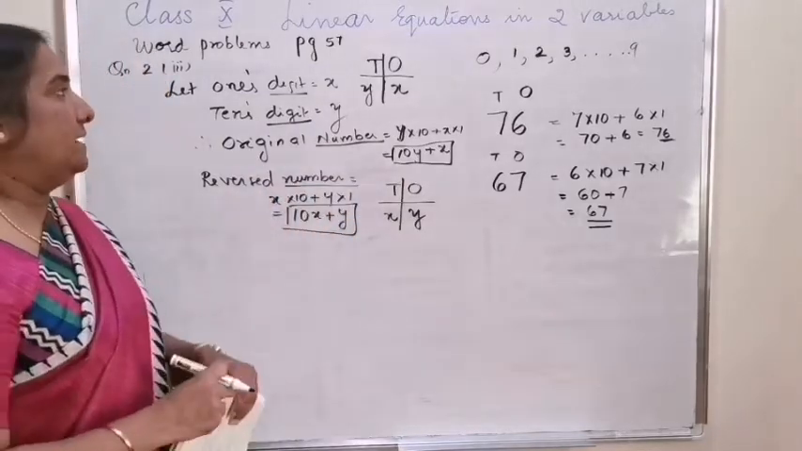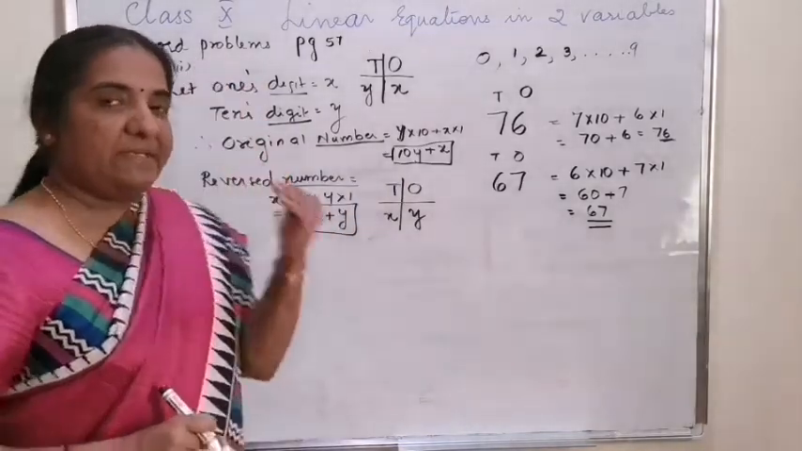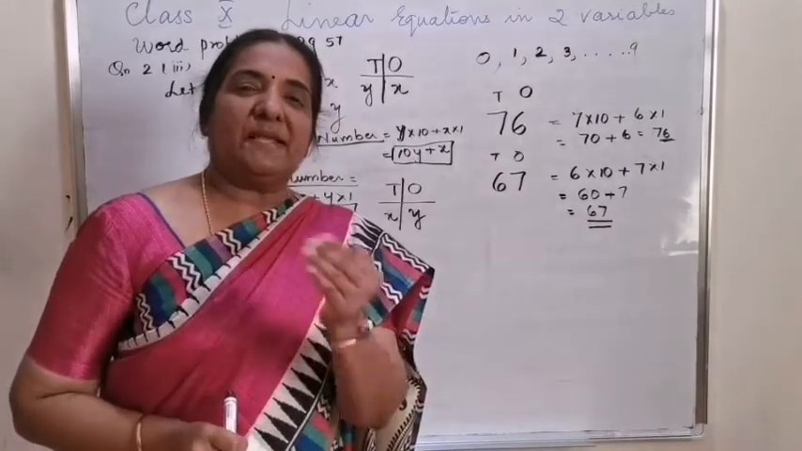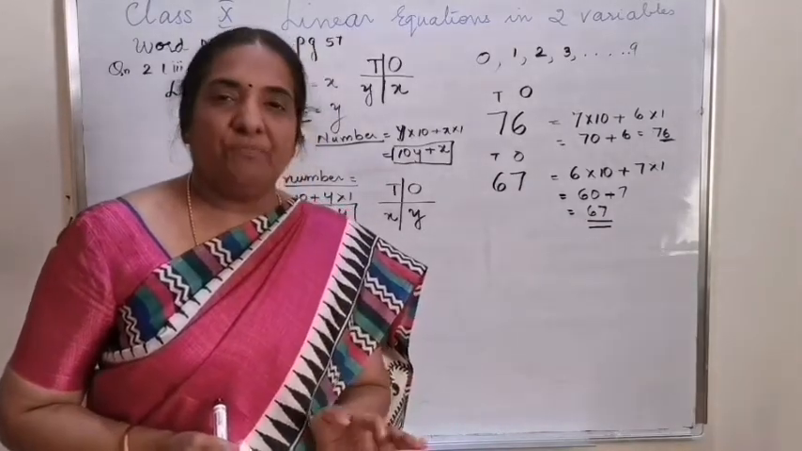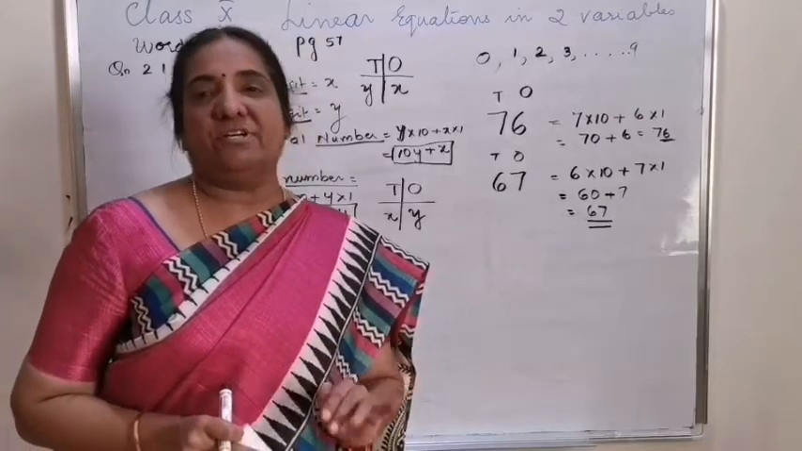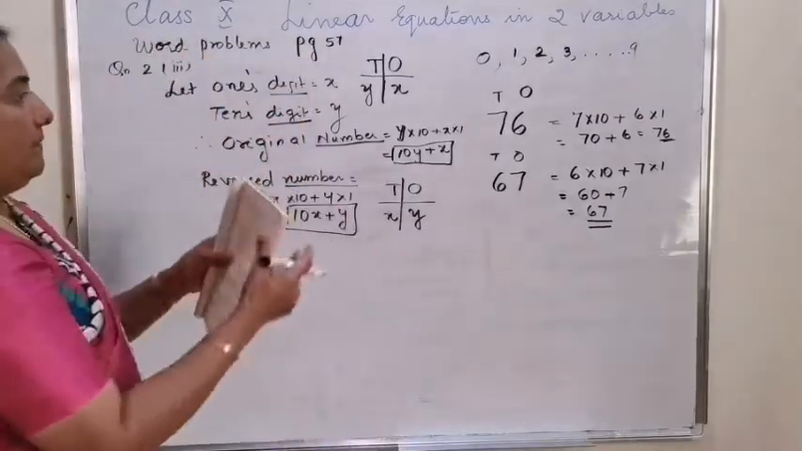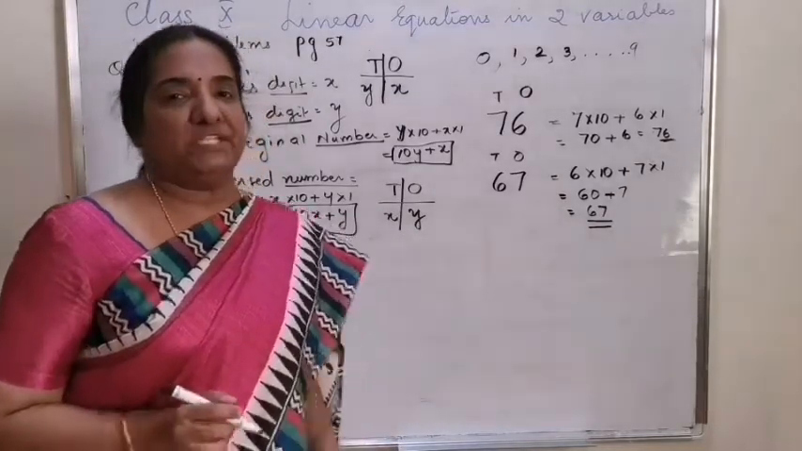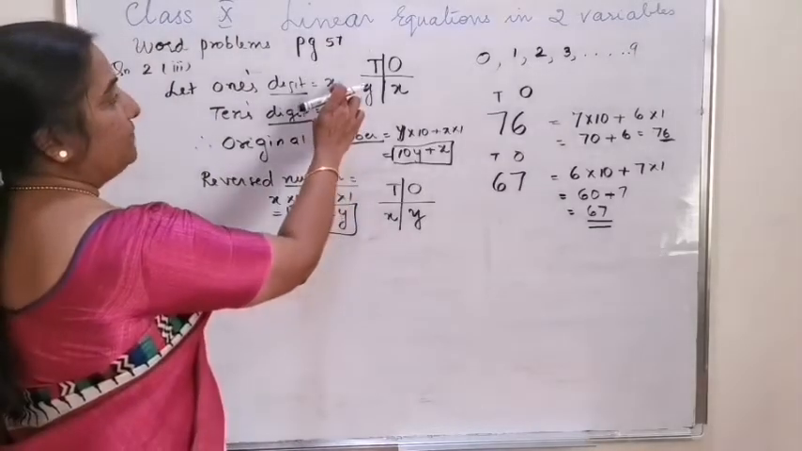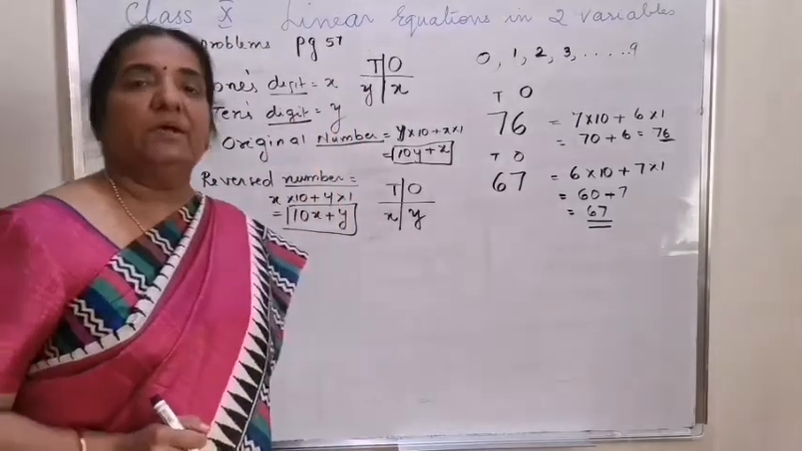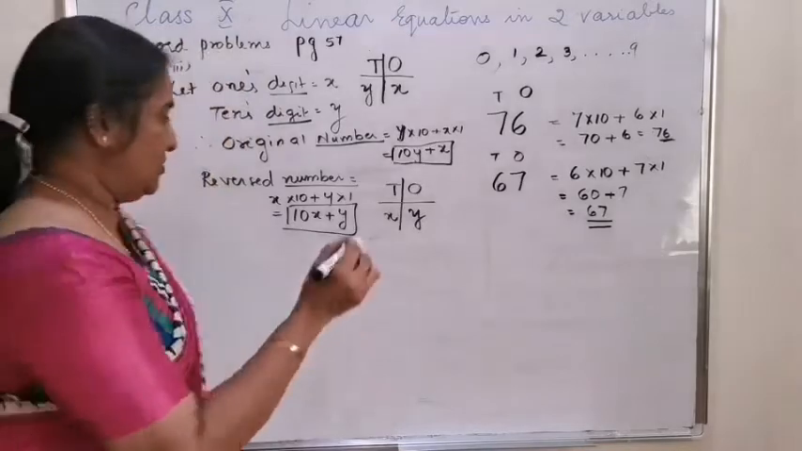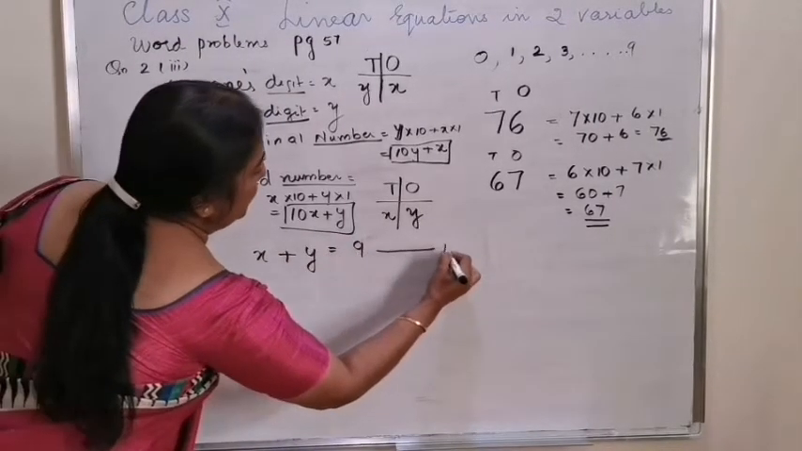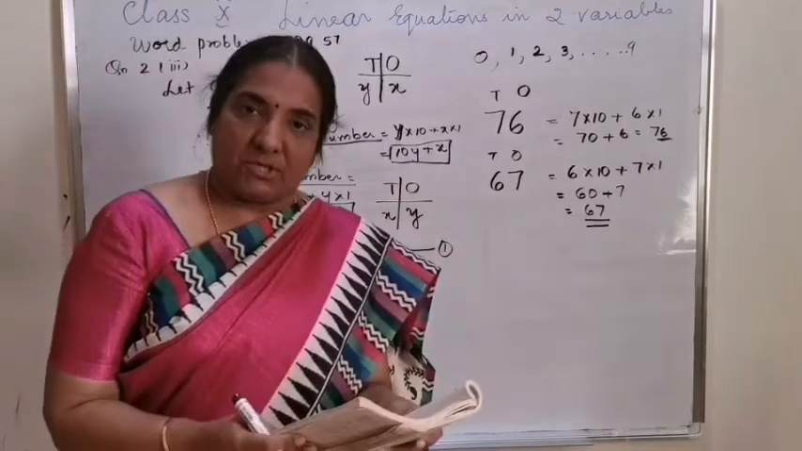You can see the underlined word digits. Digits x and y are used either in the ones place or tens place to form the original number and the reversed number. Now the first condition: the sum of the digits of a 2-digit number. Which are the digits here? The digits are x and y. What is the meaning of sum? Addition. So what is the first equation? x plus y is equal to 9. That is the first equation.